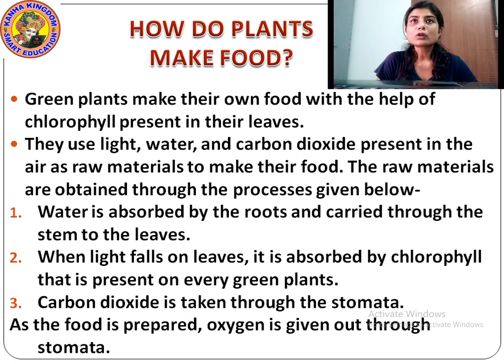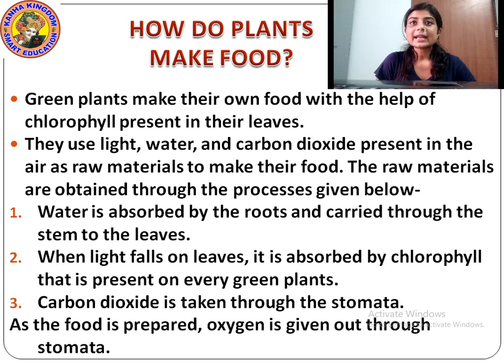And students, how do these green plants make their own food? Green plants make their own food with the help of the chlorophyll pigment present in their leaf. Why? Because the chlorophyll can trap the sunlight, and sunlight is very important in making food for the green plants. Understood? They use light. From where do they use light? They use light from the sun during daytime.